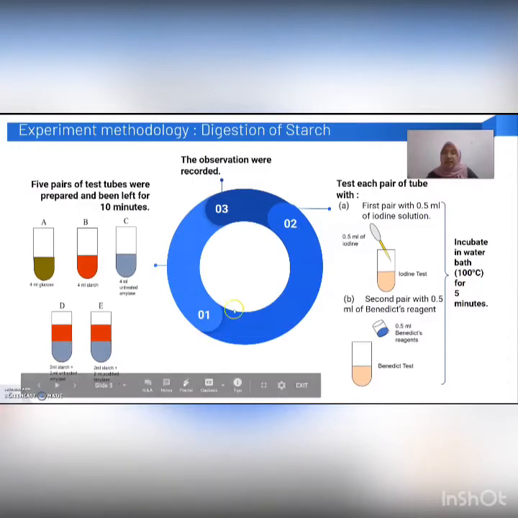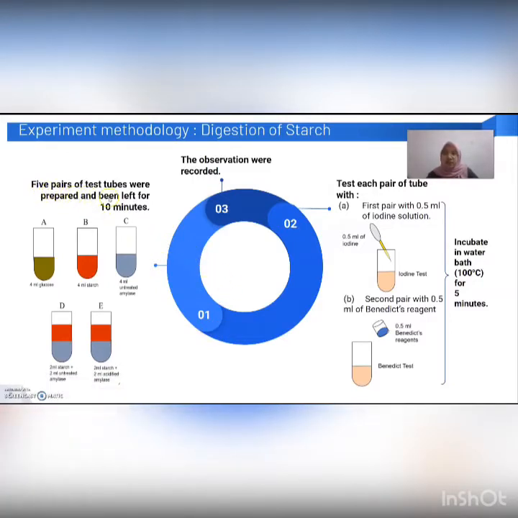The first step is we need to prepare 5 pairs of test tube, and each of the test tube we need to label them with pairs A, pairs B, pairs C, pairs D, and pairs E. Why? Because for this experiment, we're gonna fill in each of the test tube with different kinds of solution. We don't want anyone to get confused, right?